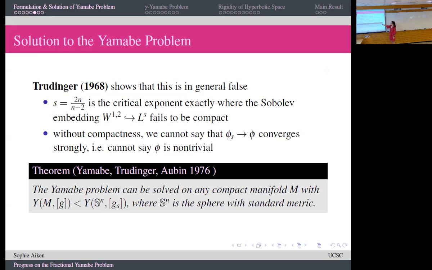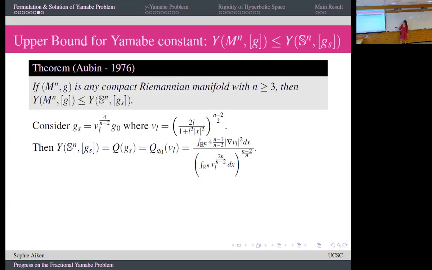Yamabe, Schrödinger, and Aubin showed that you can work around this compactness issue as long as you know that the Yamabe constant of your given manifold is strictly less than that of the sphere. Okay, so if you're strictly less than the constant for the sphere, then you do have a solution, meaning you can find a conformal metric which admits constant scalar curvature. In addition, Aubin showed that we always have that the Yamabe constant of a given compact Riemannian manifold is less than or equal to that of a sphere.